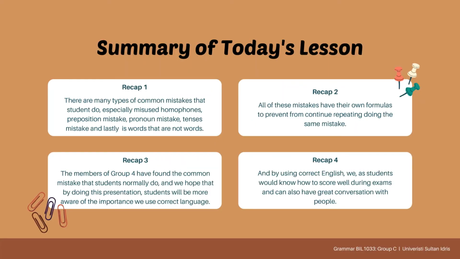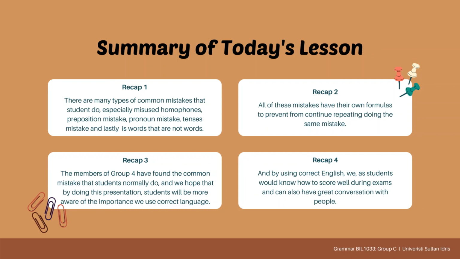To end this video, I'm going to sum up all of the information in today's lesson. As we all know, there are many types of common mistakes that students make, especially those that I have mentioned just now, such as misused homophones, preposition mistakes, pronoun mistakes, tenses mistakes, and lastly, creating words that are never a word. All of these mistakes have their own formulas to prevent repeating them again and again.